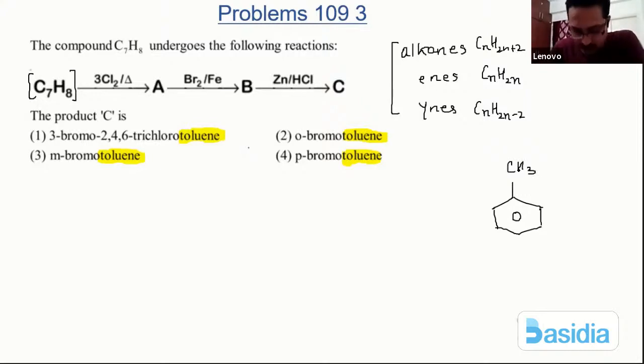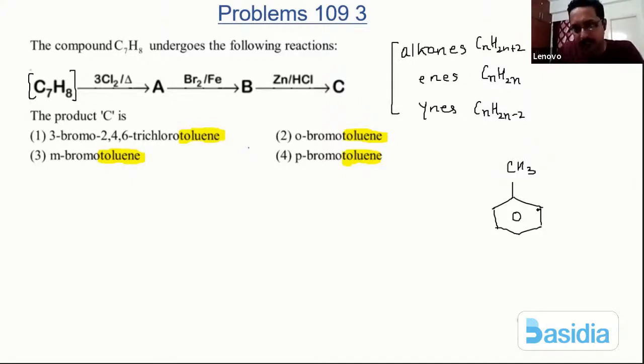Yes, Ram has given the answer. We will check whether Ram is correct or not. No issue. So the initial molecule is definitely having a benzene. How did I identify whether it is having a benzene ring or not? By checking the answer options, the options which are given in the question. Everywhere they are mentioning it's a toluene. That means I clearly understood there is a benzene.